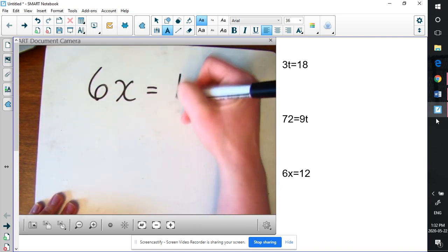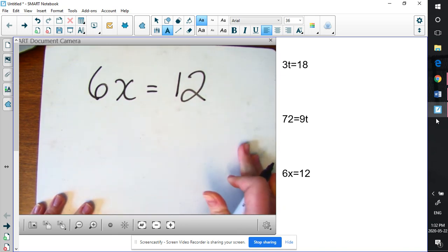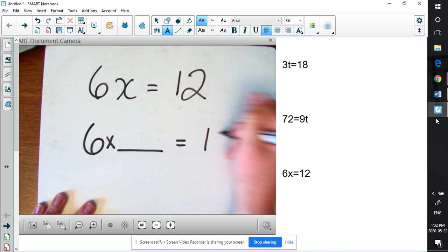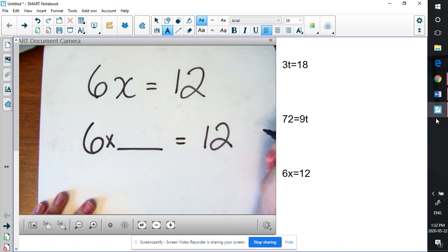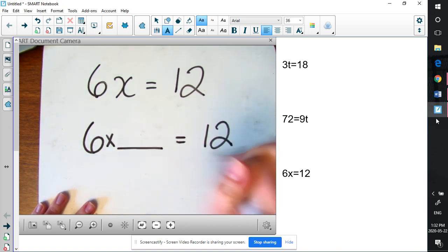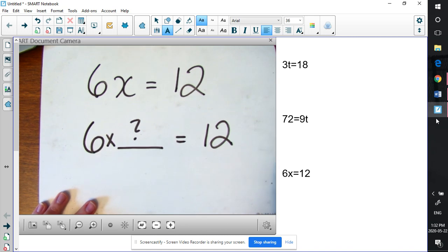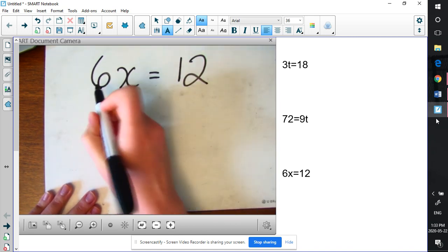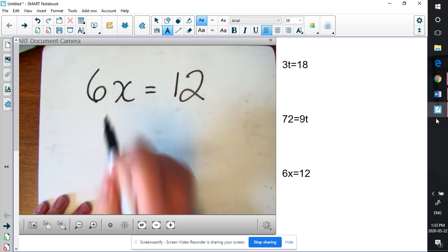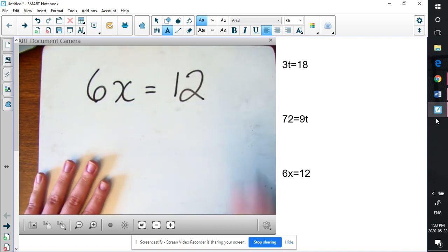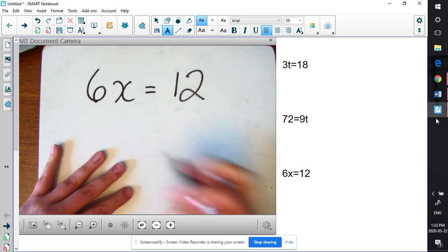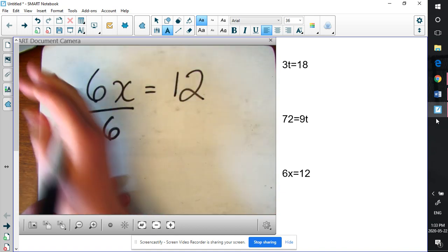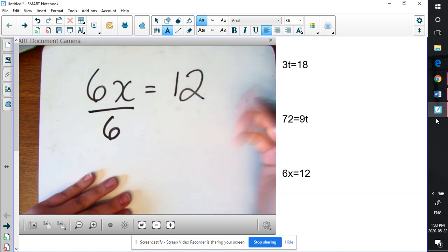6x equals 12. One way to think about this, 6 times what gives you 12? Now this one you might know right off the bat, you might have a guess. Let's use opposite operations and figure it out. 6 beside a variable, that means multiplication. The opposite of multiplication is division. So I'm going to divide by 6. Whatever I do to one side of the equal sign, I have to do to the other.